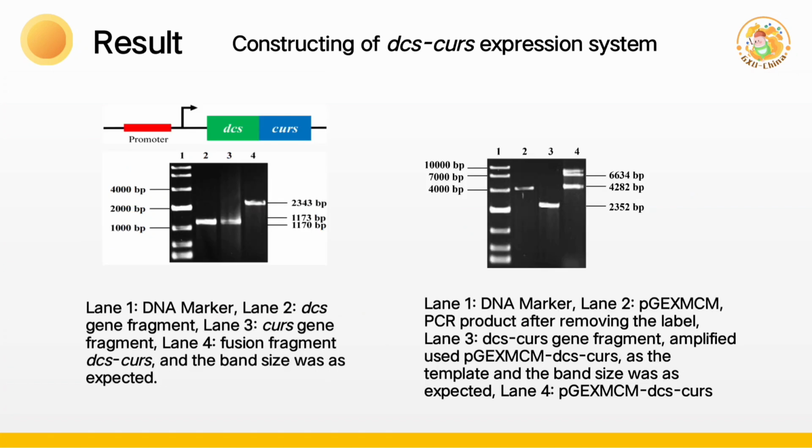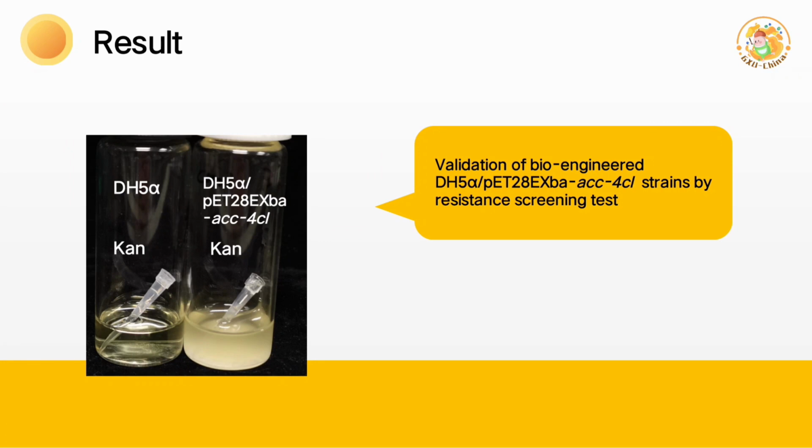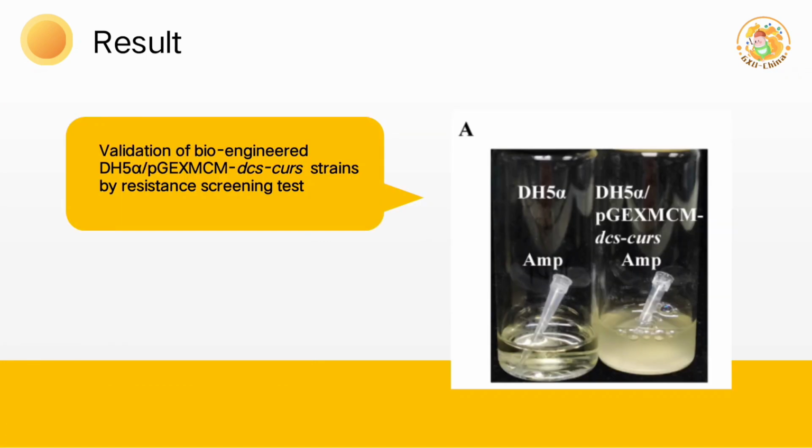At the meantime, we were working on building pGEX MCM, DCS, CURS expression system. Result shows that the key rate limiting enzymes, DCS and CURS, has been constructed successfully. Then we made a resistance screening test. It demonstrated that the engineering strain was successfully obtained.